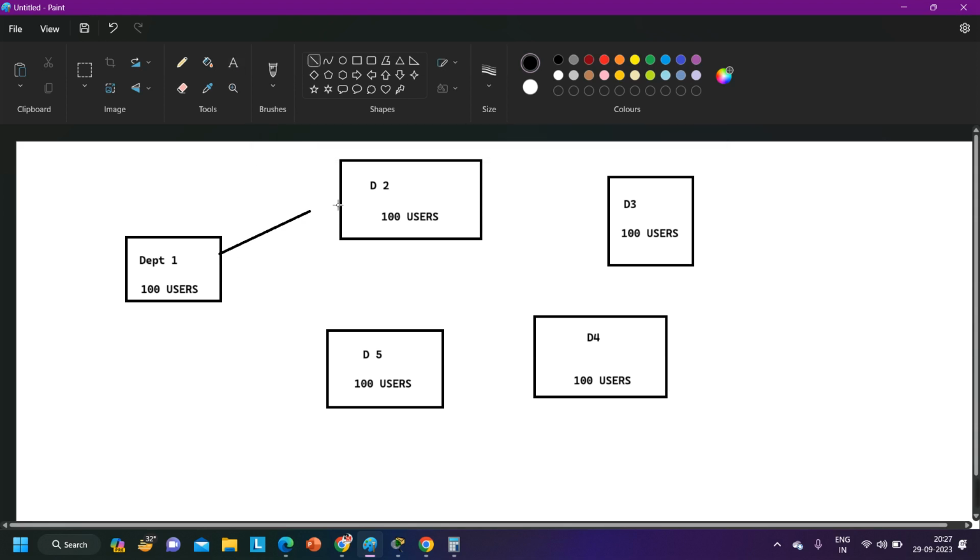These all departments are directly connected with each other through, let's say, a switch. In this scenario, can I use IP addresses from class C? Yes, sir, we can. How? No, sir, we cannot. There are only 254 IPs.